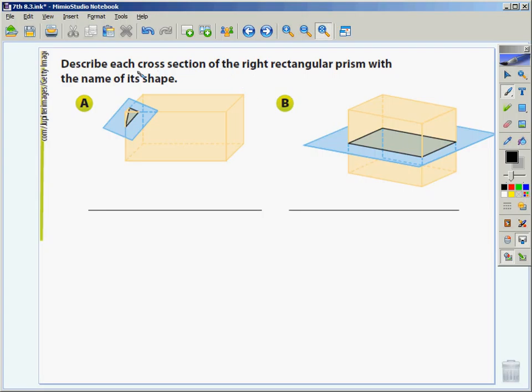Now, in this one, it says describe each cross-section of the right rectangular prism. So they told me that the yellow shape was what? They told me it was a rectangular prism. Obviously, the blue shape, again, is a plane. And they asked about this cross-section. This one, they didn't pass horizontal or vertical. They kind of passed it as a slant. And what did it intersect when they passed it through on a slant? It intersected a triangle. And that's what they asked for. Everybody writing them down? Some people aren't.